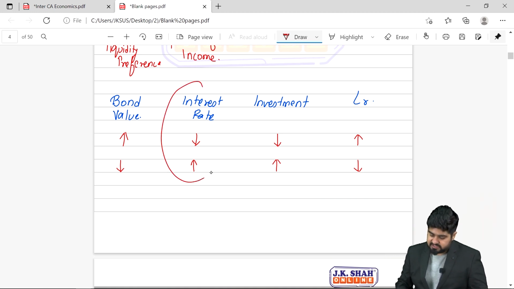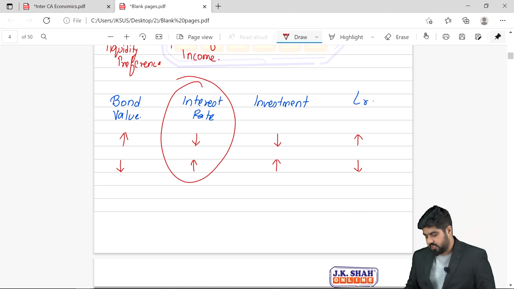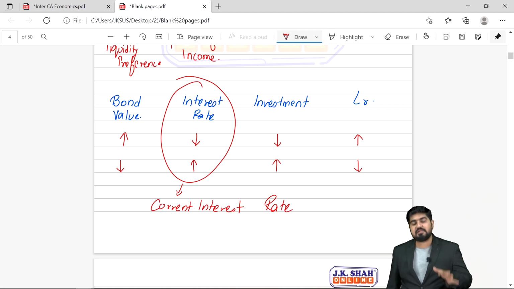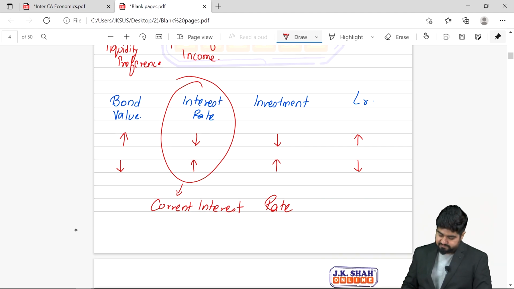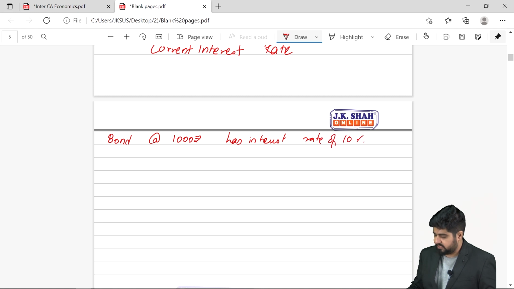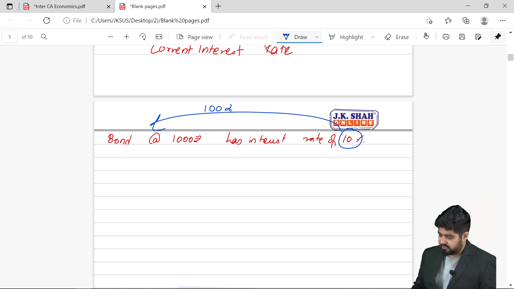The interest rate which is offered on the market value is called the current interest rate. And the interest rate on the face value of the bonds, which remains fixed, is called the critical rate of interest. So let's say a bond issued at 1000 rupees has an interest rate of 10%, simple transaction. So this 10% on this 1000, that is 100 rupees, is nothing but the critical rate of interest.